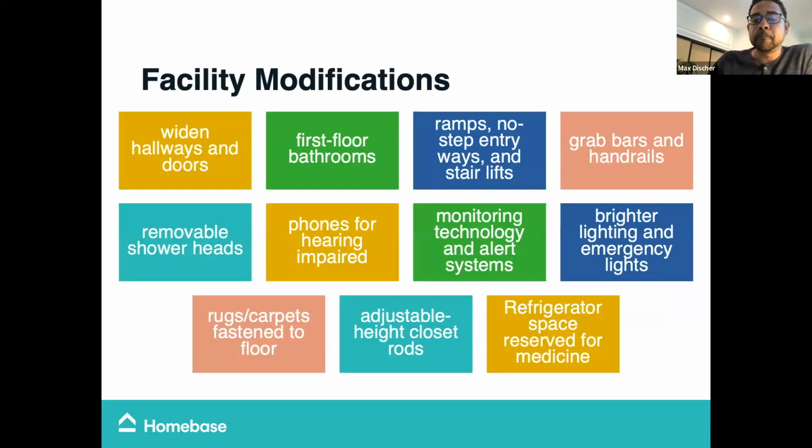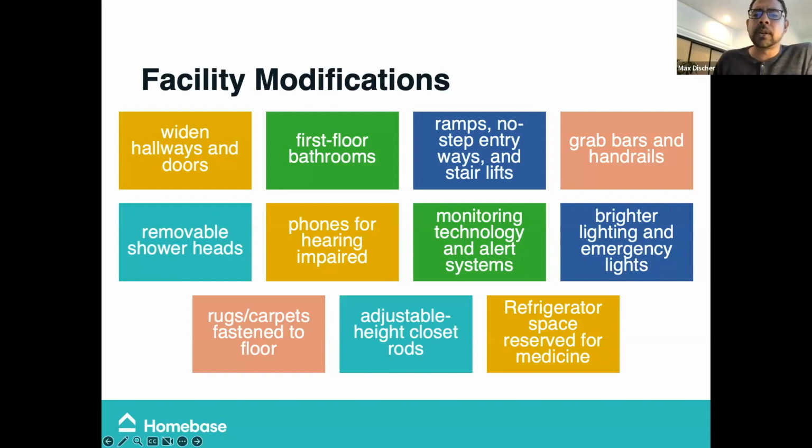More practically speaking, what are some facility modifications that we can try to think about as we serve older adult populations in our shelters? Let's try to widen our hallways and doors to the extent possible. And please bear in mind, none of these things are hard and fast rules. I understand some of these things are quite challenging to accomplish, but to the extent that we can think about them, the better. Also, bathrooms on the first floor, ramps, no-step entryways, stair lifts, grab bars, handrails, removable shower heads, monitoring technology, phones for the hearing impaired, brighter lighting and emergency lighting like we talked about.